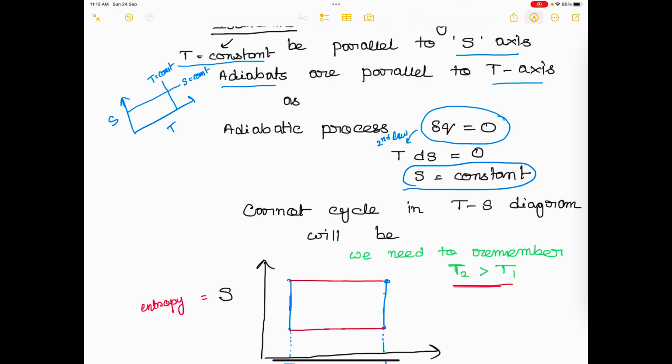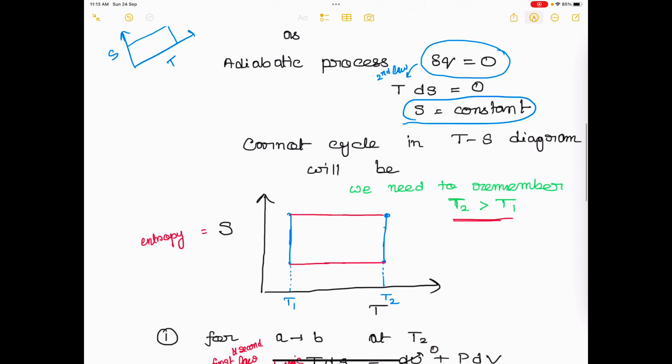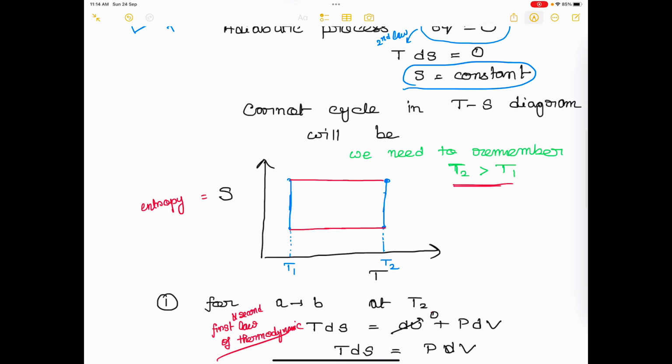Now the Carnot cycle in the TS diagram will therefore look like this. Which one is A, B, C, D we don't know yet, and in which direction the cycle proceeds, we also don't know. In the entropy-temperature diagram, this is some T2 and this is some T1, which we have already seen, because T2 is greater than T1. We have already found that. Therefore, this has to be T2 and this has to be T1. This blue line is the isothermal line.